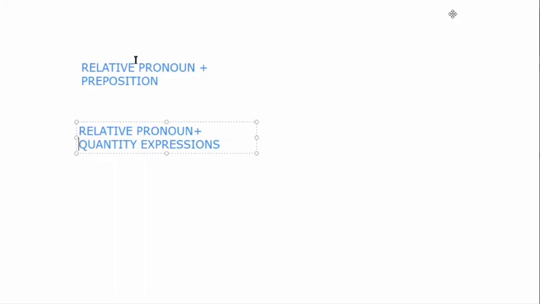Okay, so a relative pronoun can be combined with a preposition. Something like which, you can also put the preposition with which: with which, on which, in which, at which, about which, from which, without which. So it's a kind of preposition, and you can combine that with a relative pronoun, okay, to make a sentence.